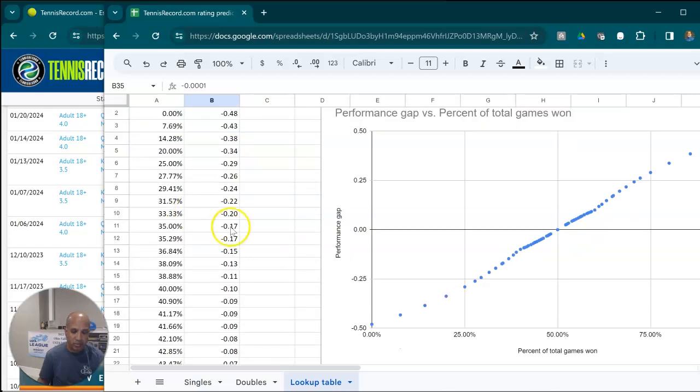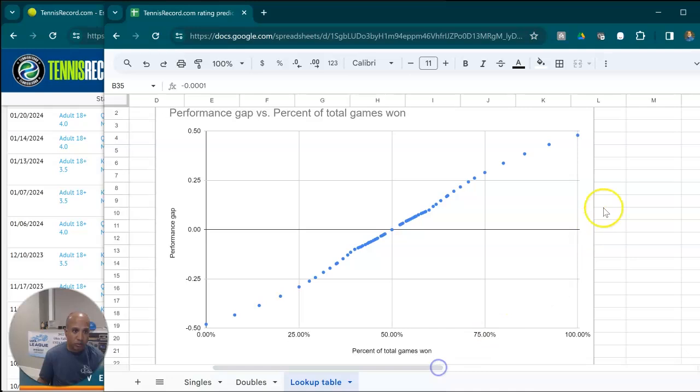analyzing the data that I scraped off of TennisRecord.com, and then I graphed it, which of course Google Sheets makes fairly easy to do. On the x-axis here is the percentage of games won by me, or the player that you're interested in, and the y-axis is the performance gap. Again, if you won 50% of the games, then there's a 0 performance gap. If you won 100% of the games, it's 0.48. If you won 0% of the games, your opponent won all the games, it's minus 0.48.